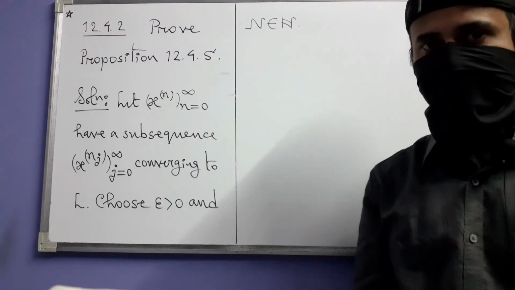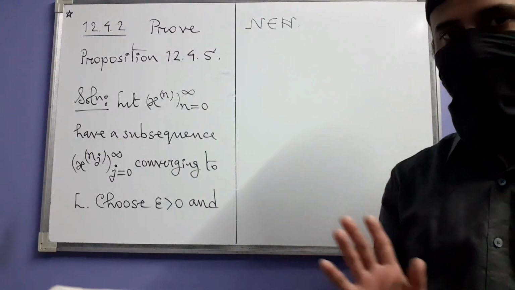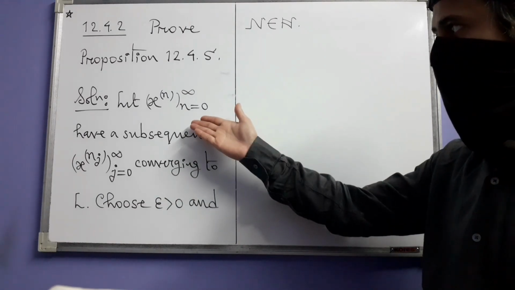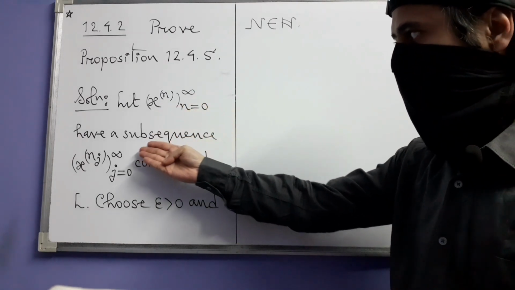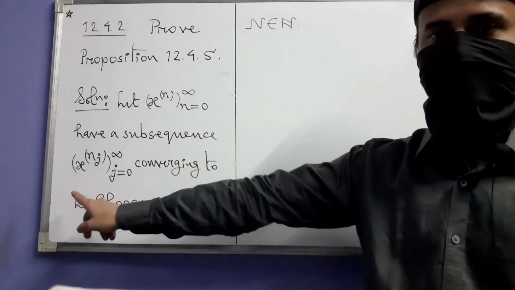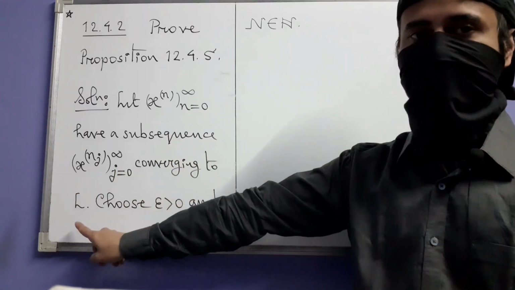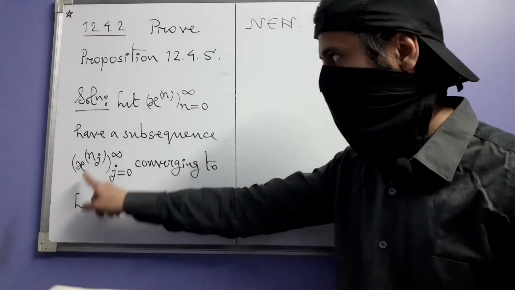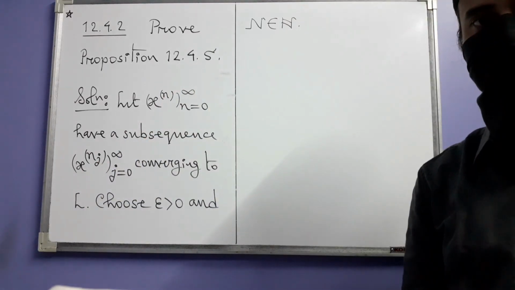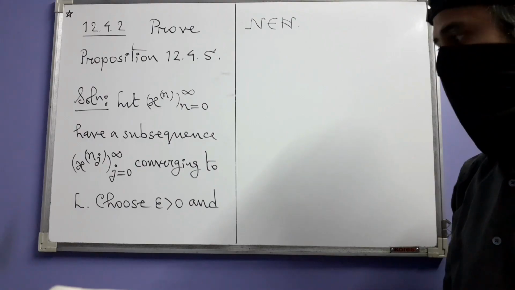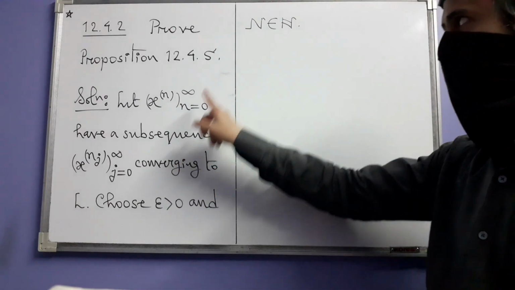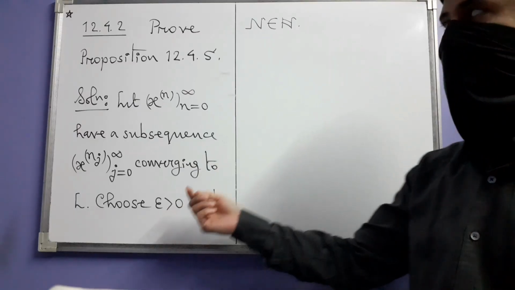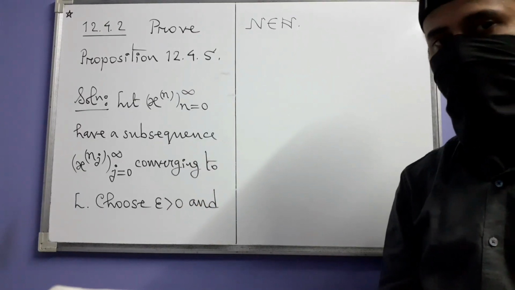We start the solution by proving the easier half of the claim. The entire claim has two halves. So in this half, we assume that the sequence x_n has a subsequence x_{n_j} that converges to L. That means now we have to prove that this L is a limit point of the original sequence. For that, we need an epsilon and N. We have chosen a positive real number epsilon and a natural number N.